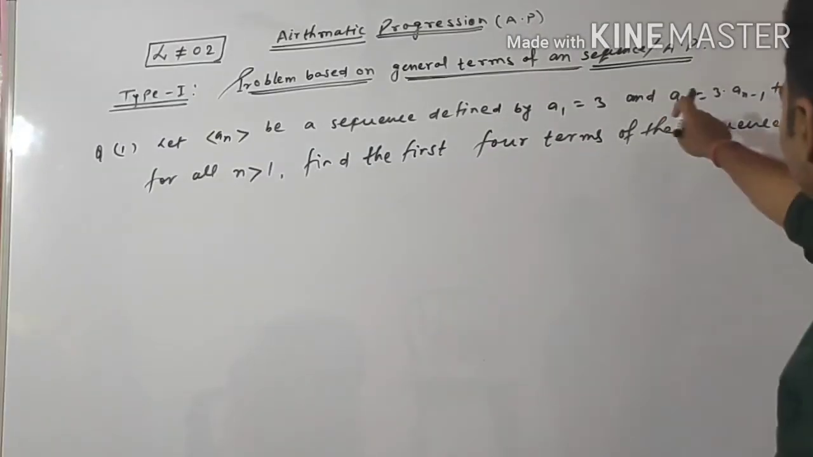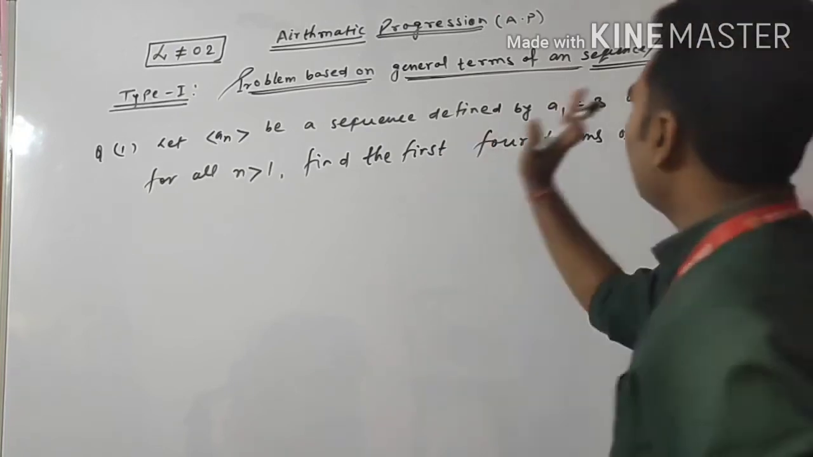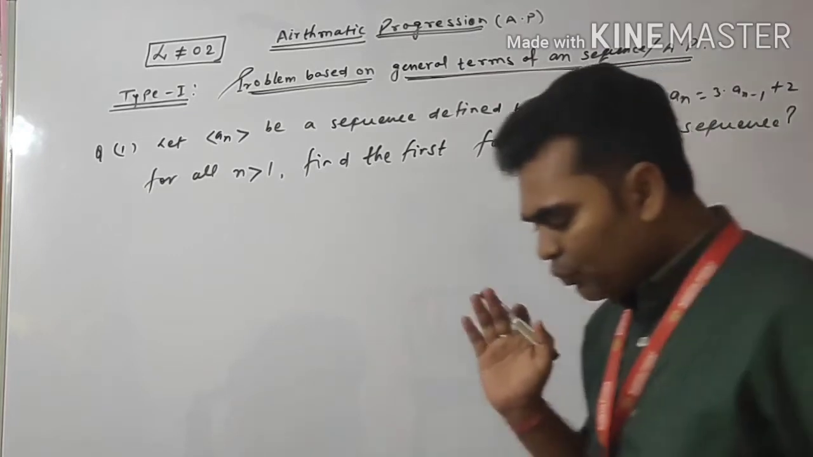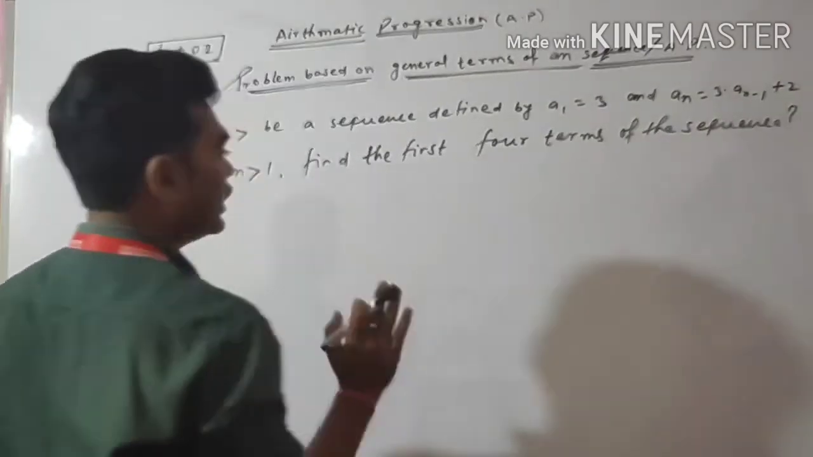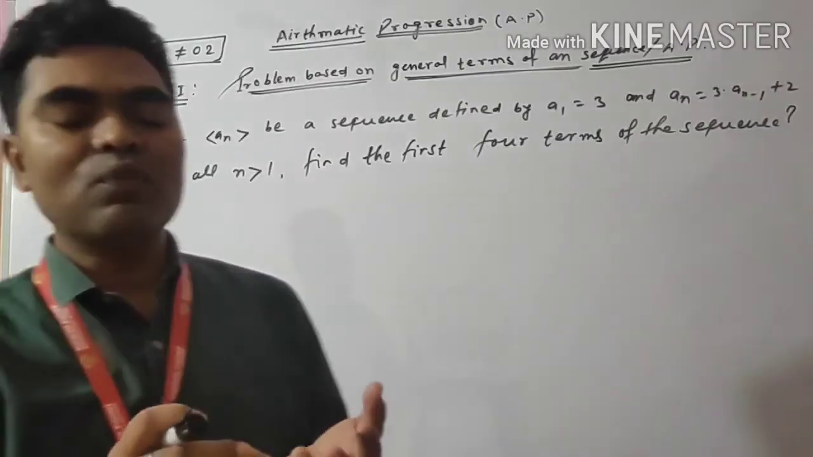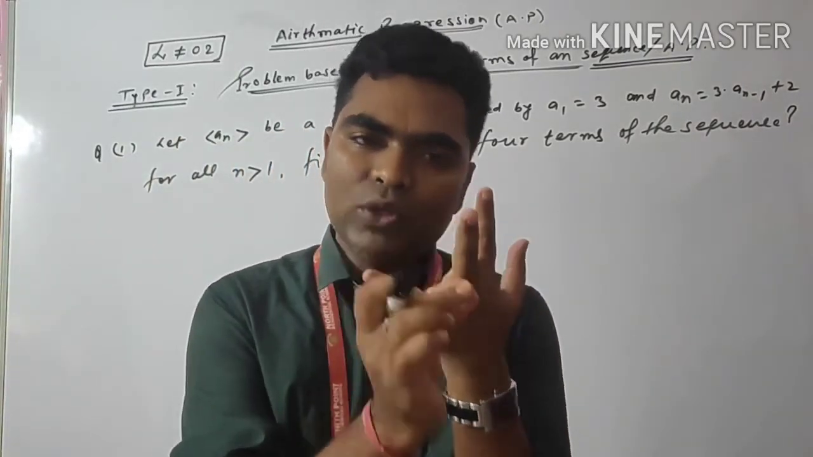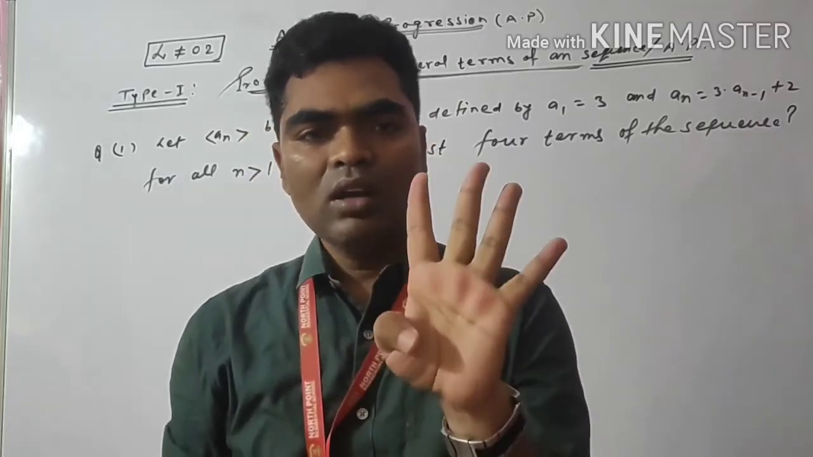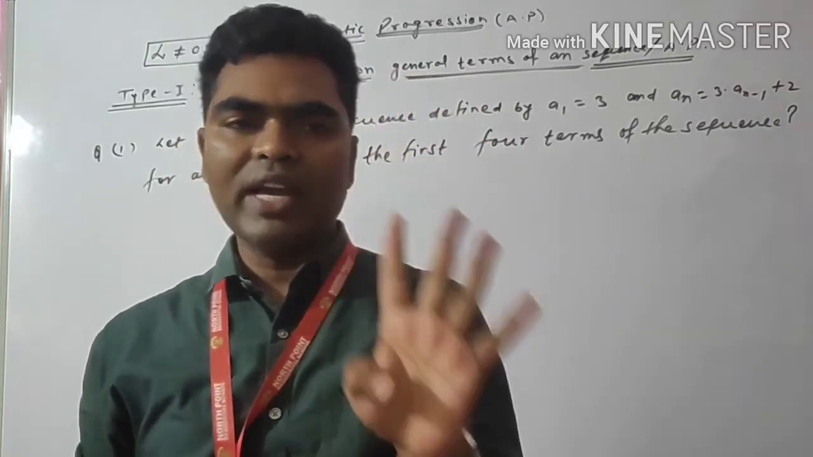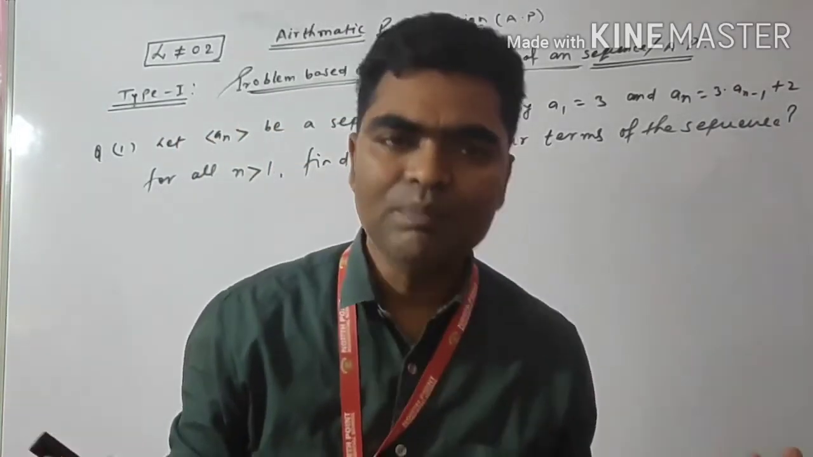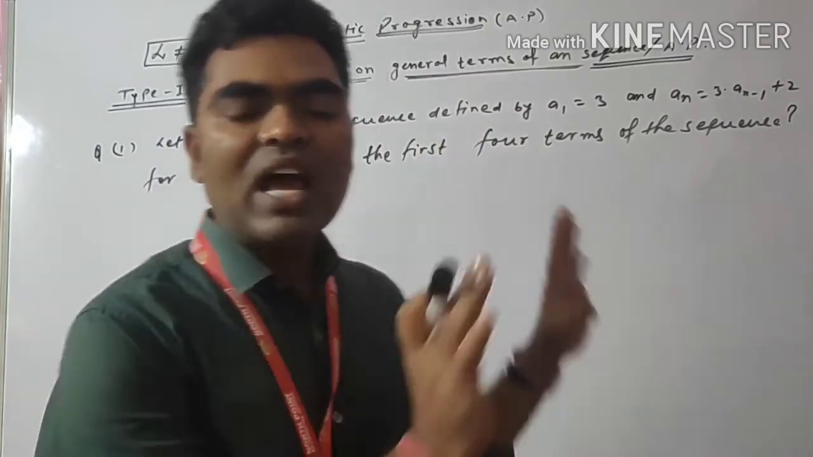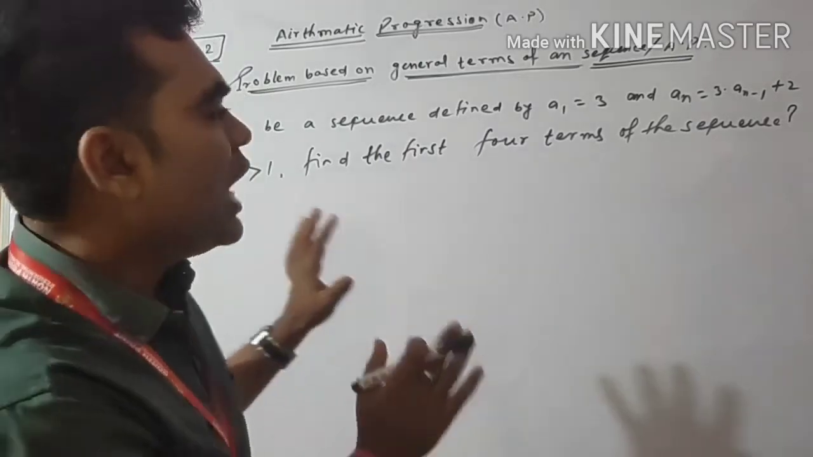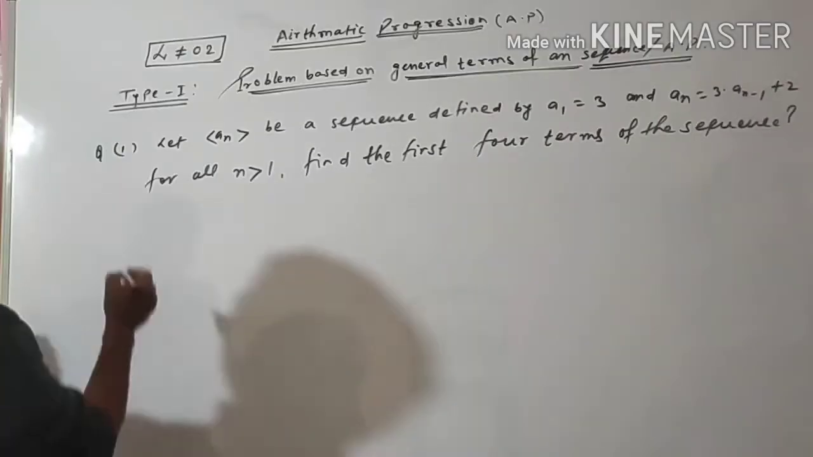Using this relation, find the first 4 terms of this sequence. That means we find a1, a2, a3 and finally a4. Only 4 terms. Have you any problem? Is the question understood by everyone? Okay, now we solve it.